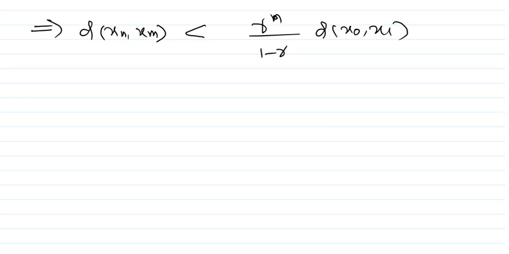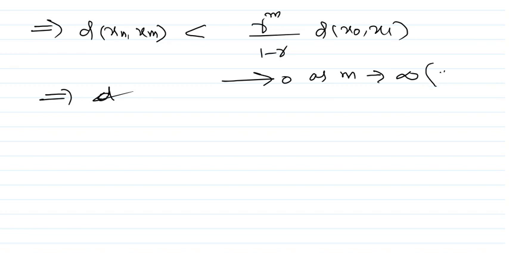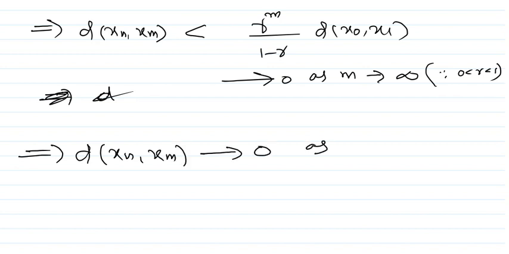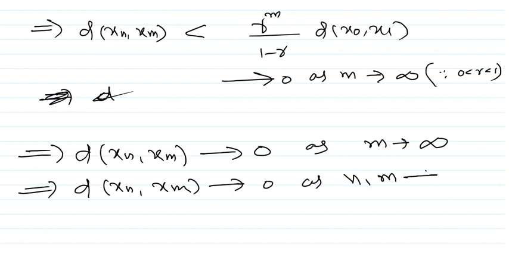So r is less than 1, so if m approaches infinity, r^m will approach 0. But whenever m approaches infinity, n will also approach infinity, because n is greater than m. Now it's not n here, it's m here, because the power is m here, because r is between 0 and 1. So this implies the distance between xn and xm approaches 0 as m approaches infinity. Now n is greater than m, so both n and m approach infinity. That means the distance between xn and xm approaches 0 as n, m approach infinity.